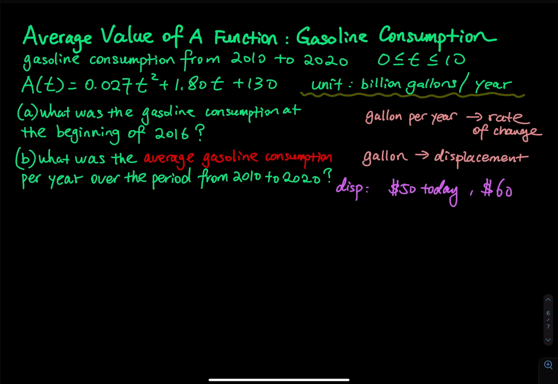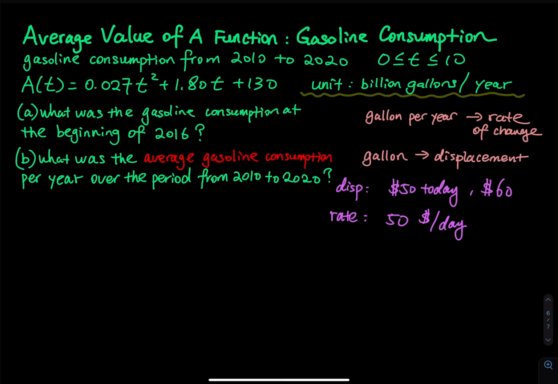How about a rate of change? If you see the word rate of change, the units will be... okay, I should not put it in this way. Then that should be 50, and I should put dollars per day. If I say I spend $50 per day, then this is a rate of change. So it's dollars per day.